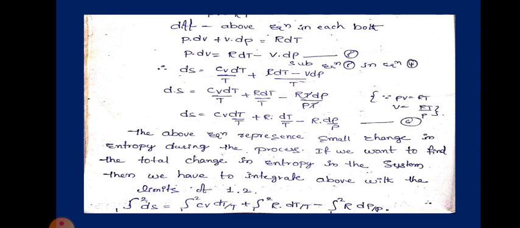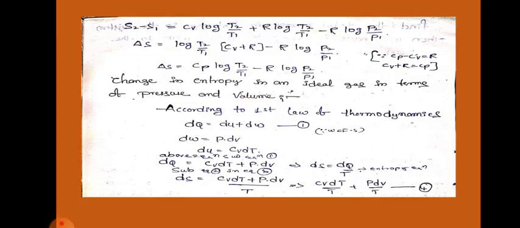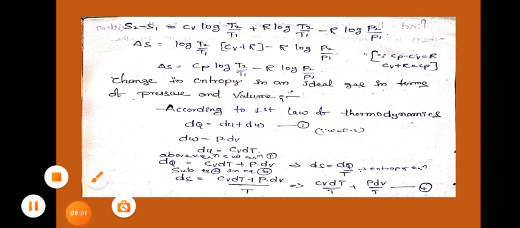If we want to find the total change in entropy in the system, then we have to integrate the above equation within the limits of 1 comma 2. So therefore integral 1 to 2 ds is equal to integral 1 to 2 Cv dT by T plus integral 1 to 2 R into dT by T minus integral 1 to 2 R dp by p. So s2 minus s1 is equal to Cv log T2 by T1 plus R log T2 by T1 minus R log p2 by p1.